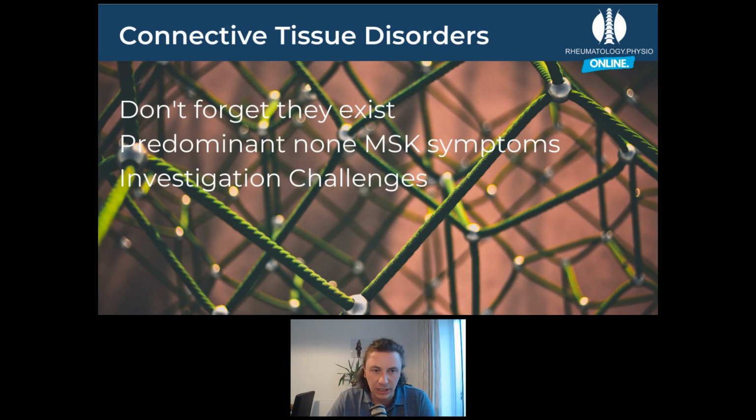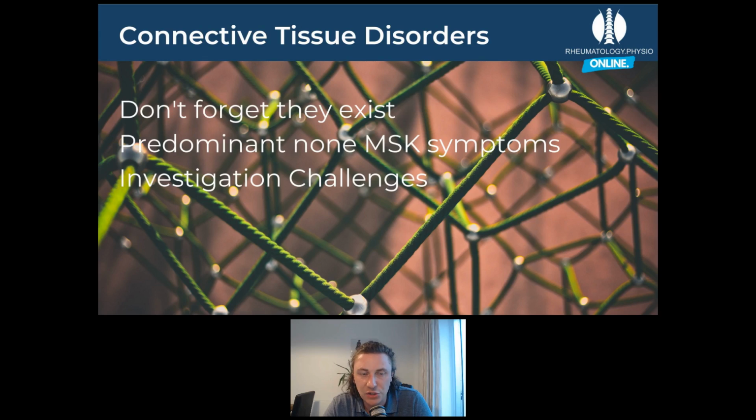So the first thing is a little bit of our overview here, and there are a few caveats before we carry on with the rest and get into some of the conditions. But I think with connective tissue disorders, as musculoskeletal therapists, we need to not forget that these exist. They are reasonably uncommon compared to some of the other diseases. If we take Sjogren's syndrome, for example, that affects about 0.5% of the population, compared to rheumatoid arthritis, which affects 1 to 1.2% of the population. So about twice as prevalent.